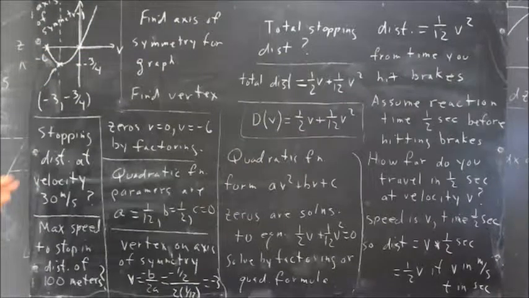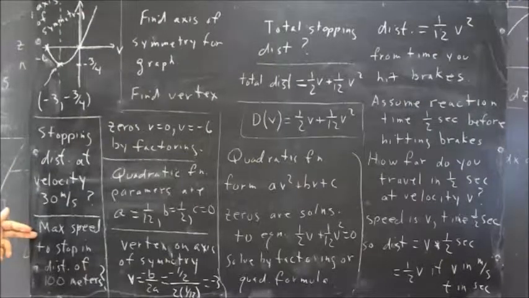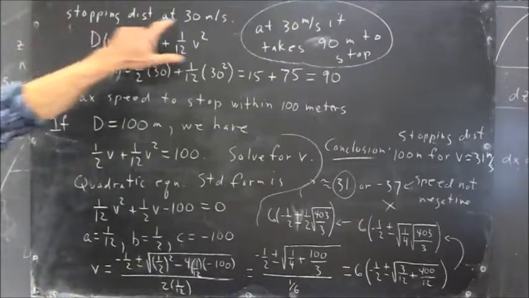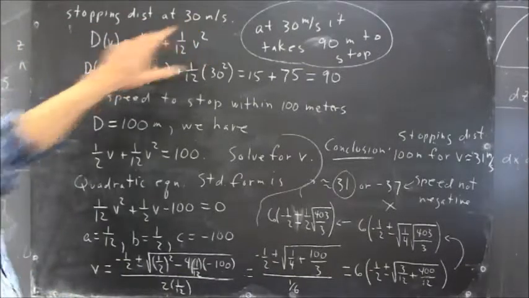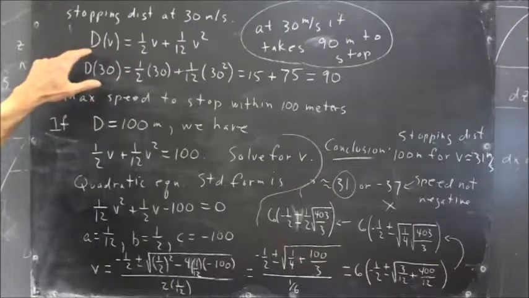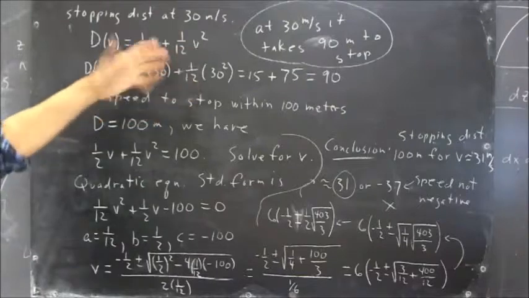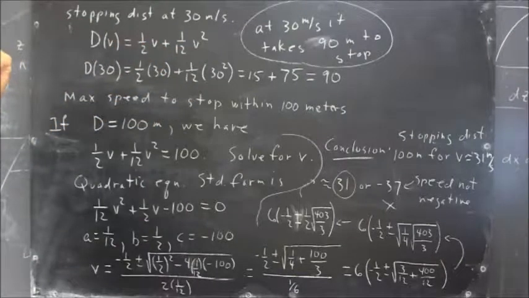Now we pose the question, what's the stopping distance at a velocity of 30 meters per second? And what's the maximum speed at which we could stop within 100 meters? To find our stopping distance at 30 meters per second, d of v tells us the distance it takes to stop at velocity v. So as long as our velocity is in meters per second, our distance will be in meters.